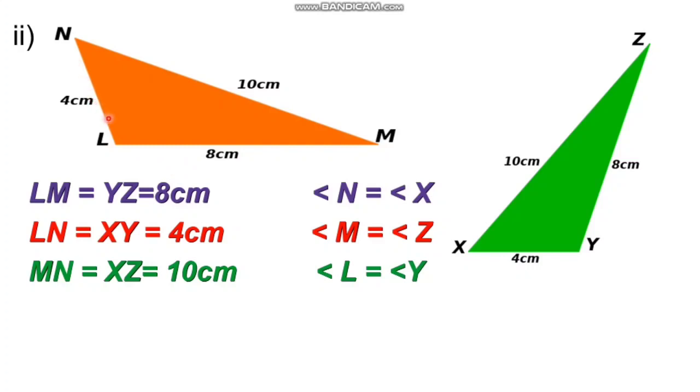Next one, LN and XY are equal sides. LN, 4 centimeter. Opposite of LN is angle M. And here XY. Opposite of XY is angle Z. So, these two are equal. Angle M is equal to angle Z. Third one, MN. MN is 10 and XZ is 10. MN equals XZ. So, opposite angles of these two sides, opposite of MN, angle L. And opposite of XZ, angle Y. So, we can write angle L is equal to angle Y.